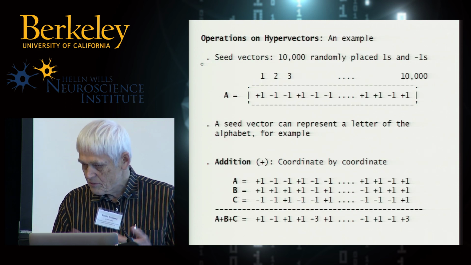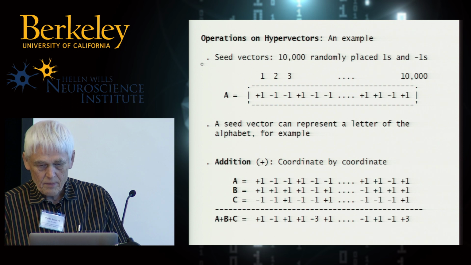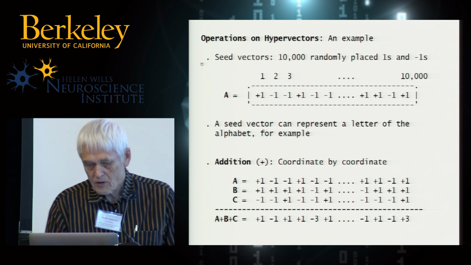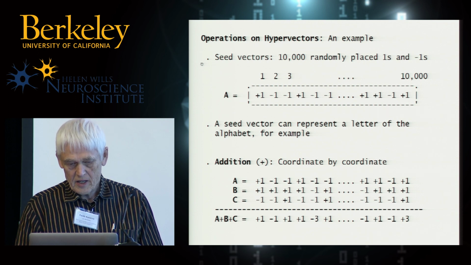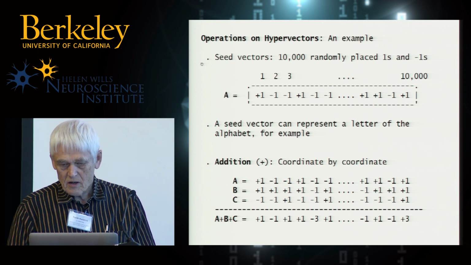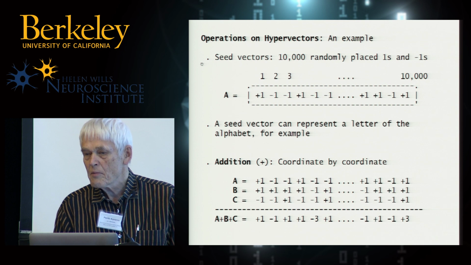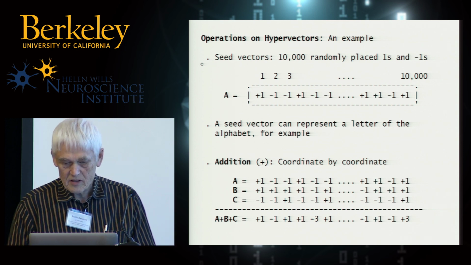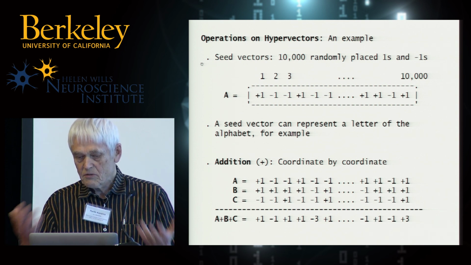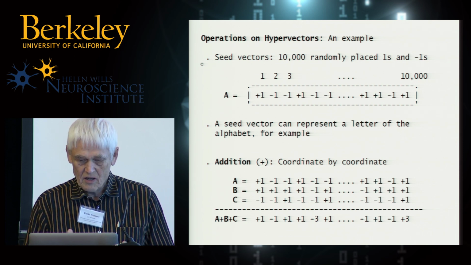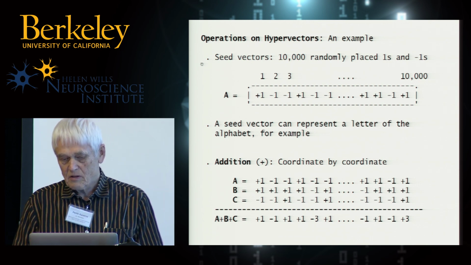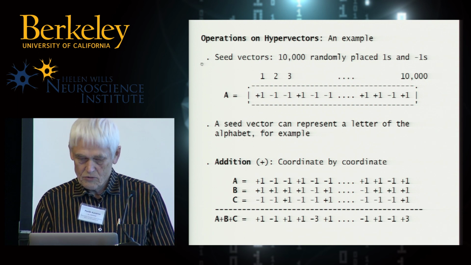I mean, linear algebra is fine, but this kind of computing with hypervectors has additional elements. And here I'm going through an example of the kinds of operations you would have on these high-dimensional vectors. First of all, they are the things that you start with. I call them seed vectors. And here I demonstrate them with vectors of plus ones and minus ones.